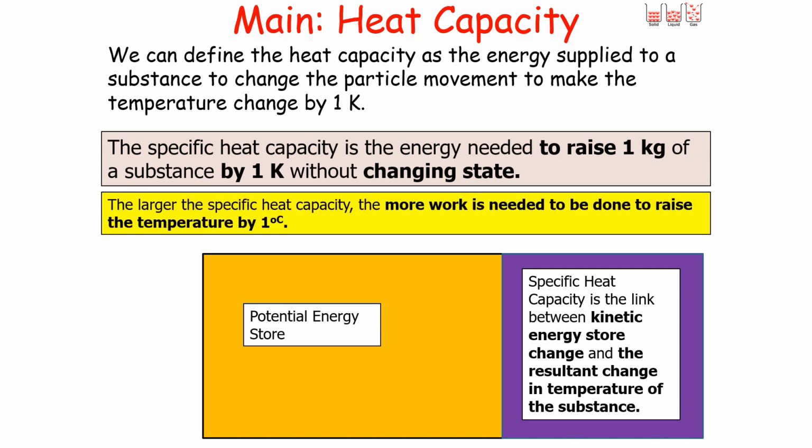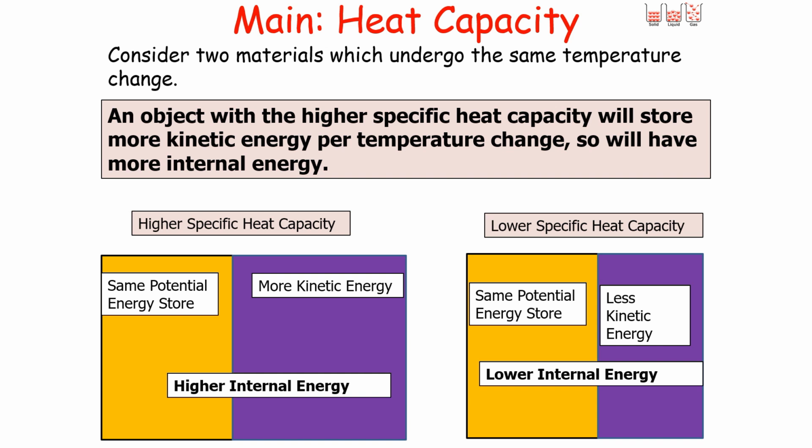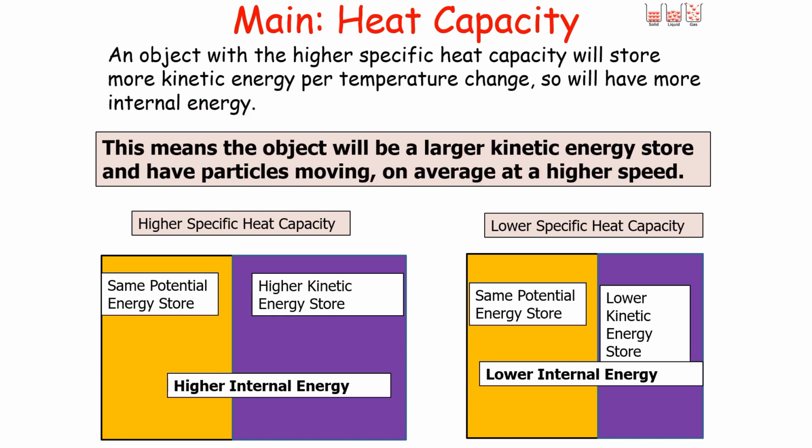Now the larger the specific heat capacity, the more work needs to be done to raise the temperature by 1 degree Celsius or Kelvin. The larger the specific heat capacity, the more kinetic energy is stored as internal energy per increase in temperature. It's important to note that an object with a higher specific heat capacity will store more kinetic energy per temperature change, so it will have more internal energy.